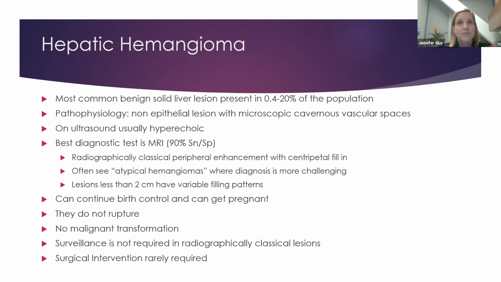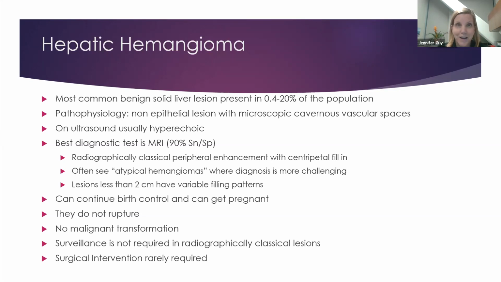Importantly, hemangiomas do not rupture, nor do they cause malignant transformation. So for that reason, once you are sure that you have a radiographically classical hemangioma, you do not require ongoing surveillance, and surgical intervention is rarely required.